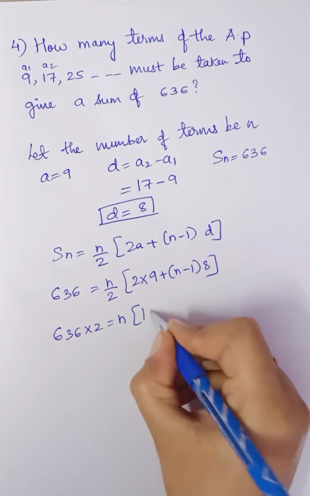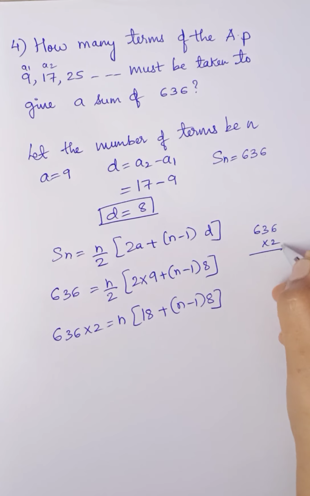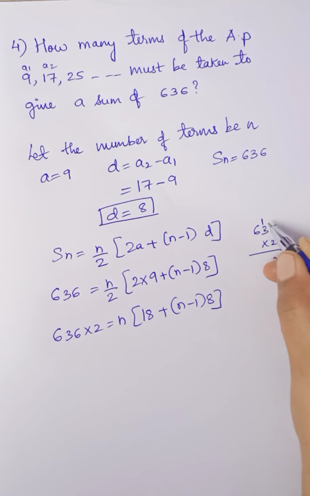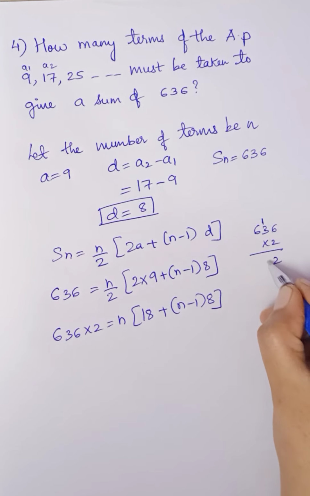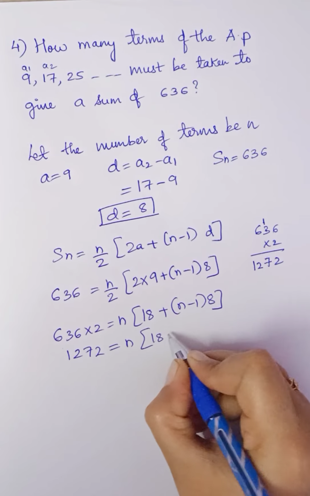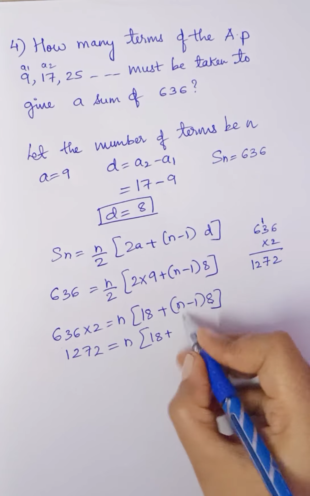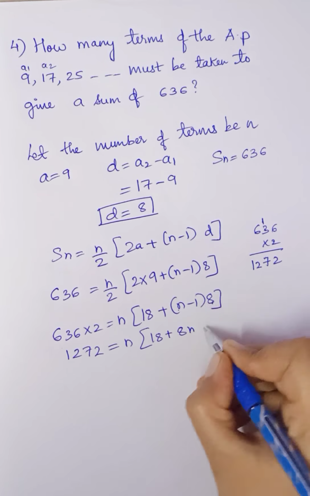Now multiply 636 into 2. I am going to solve it to the side. 2 sixes are 12, 2 threes are 6, plus 1 that I am going to add, so it becomes 7. So 636 into 2 is 1272, which is equal to n, keep it as it is, into 18, which I keep as it is, plus this 8 multiplied into the bracket. So 8 into n is 8n, and 8 into minus 1 is minus 8.